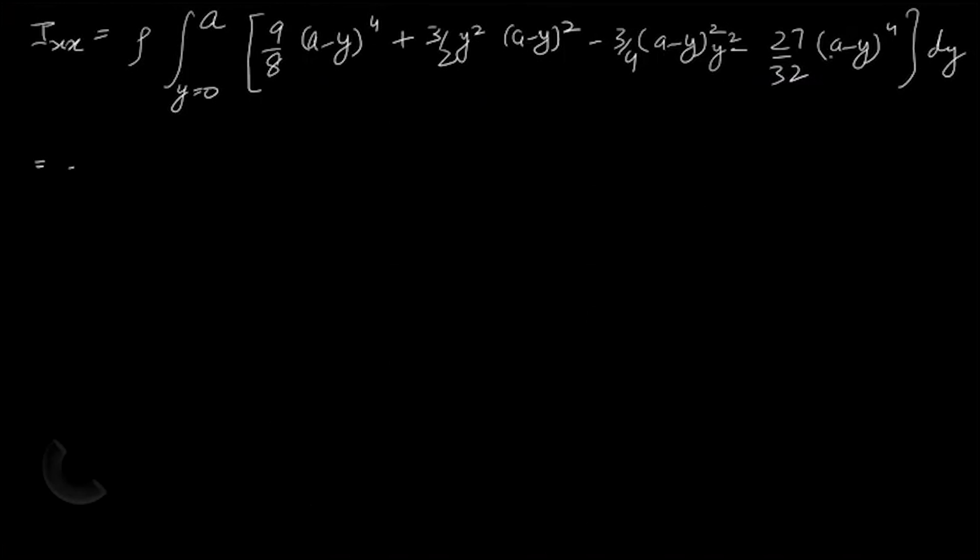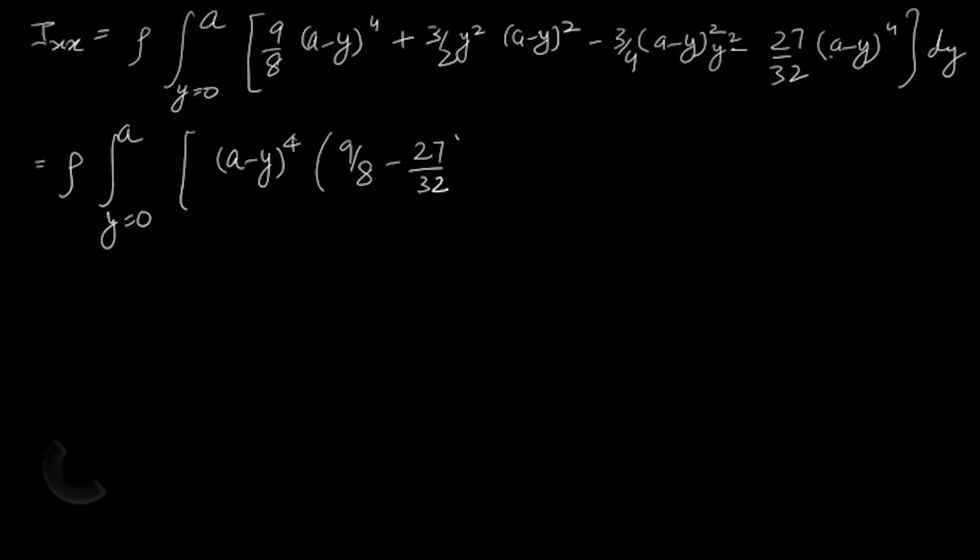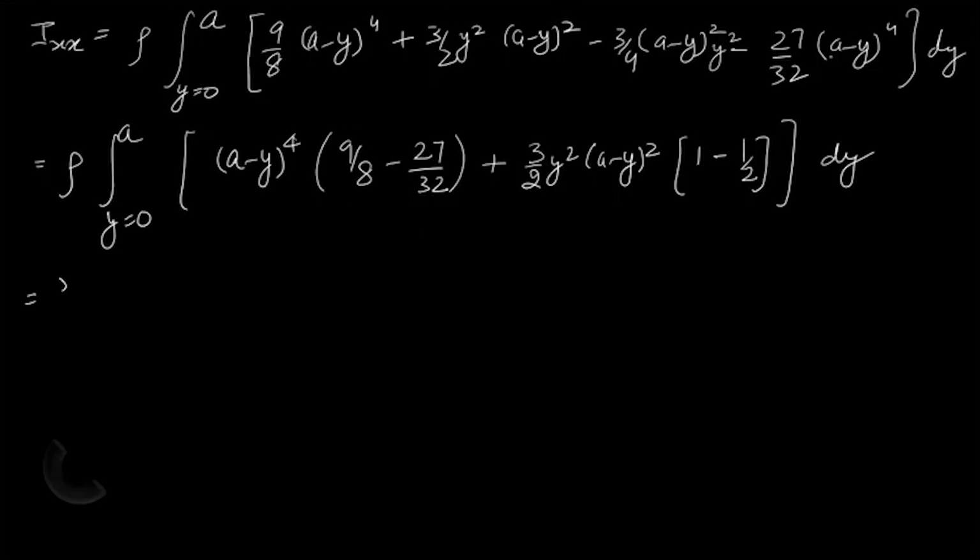So this is our expression till now. So let's now simplify this expression. Taking (a minus y) to the power 4 common, we get 9 over 8, and there's minus 27 over 32. And there's another, taking y square common, 3 over 2 y square (a minus y) whole square. So we get 1 minus half, and this dy. So now let's solve this further.